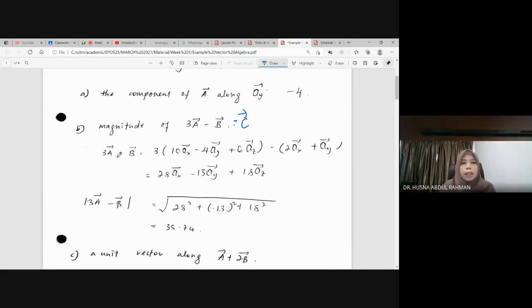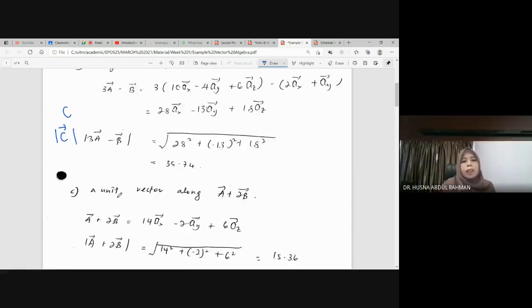After you get this new vector, the question asks you to find the magnitude, right? You can write this vector as C. What is the magnitude of C? From here, you just square the components X, Y, and Z: square root of 28 squared plus negative 13 squared plus 18 squared. So this is the magnitude for the new vector C, or 3A minus B. Is it okay?